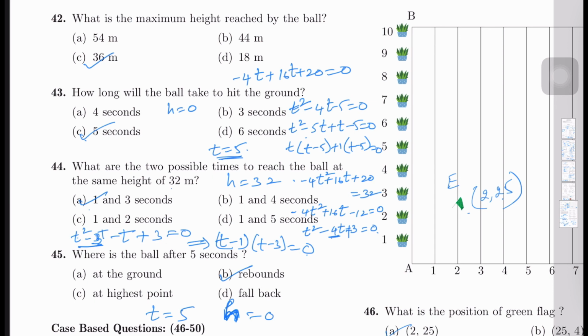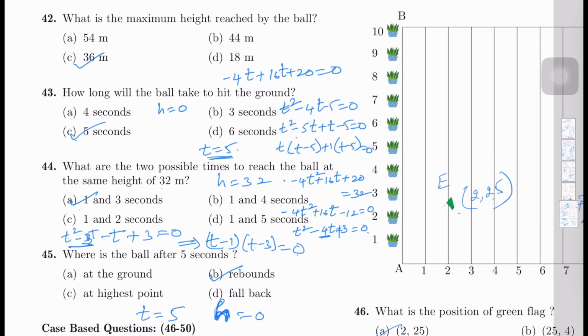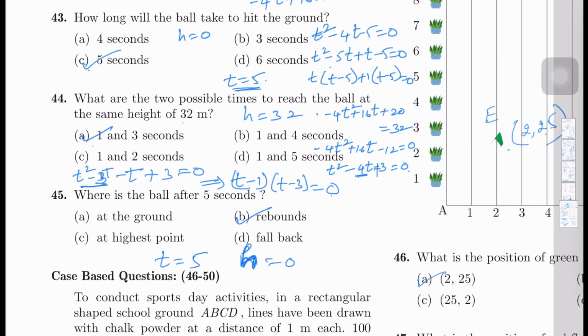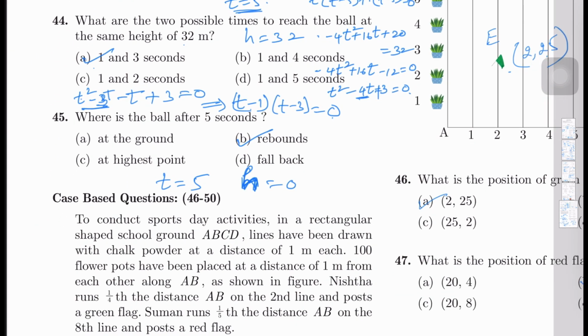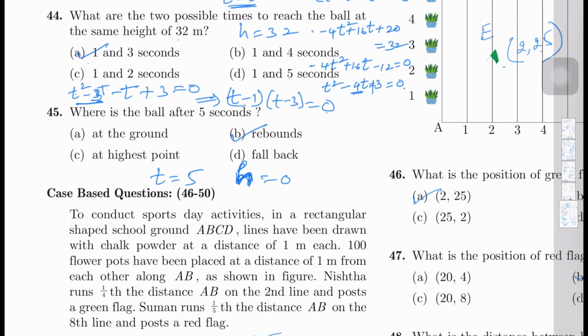So where is the ball after 5 seconds? After 5 seconds, this is the maximum after when it hits the ground. The ball is after 5 seconds it hits the ground, isn't it? Because h is equal to 0 there. T is equal to 5, h is equal to 0. The ball rebounds over here. That means it hits the ground and again rebounds.